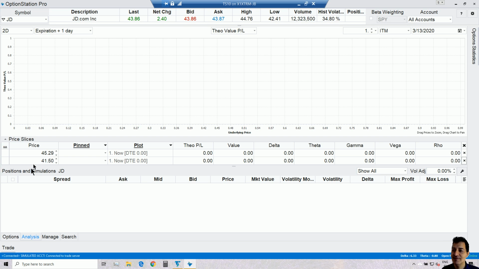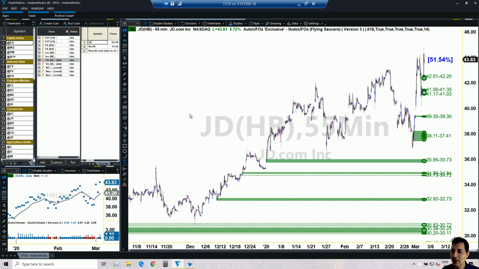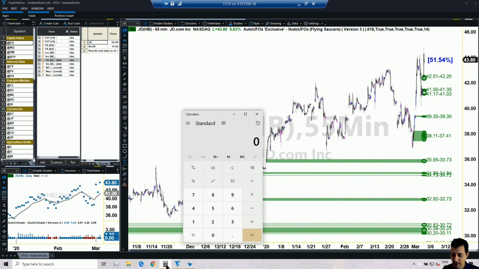So, time to target. That's the next step. We know our entry would be 41.5. We know our target, we just set it at 45.29. If you calculate the distance between 45.29 and 41.5, this is $3.79. This is how much you expect the price to move before you collect the profits.